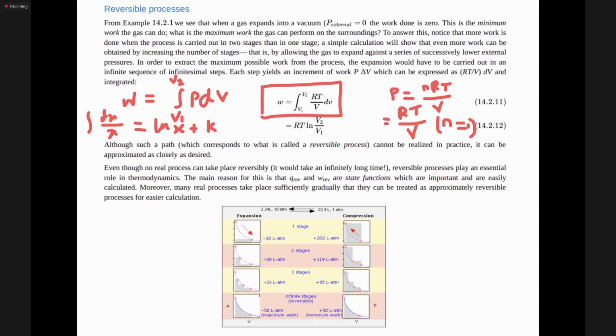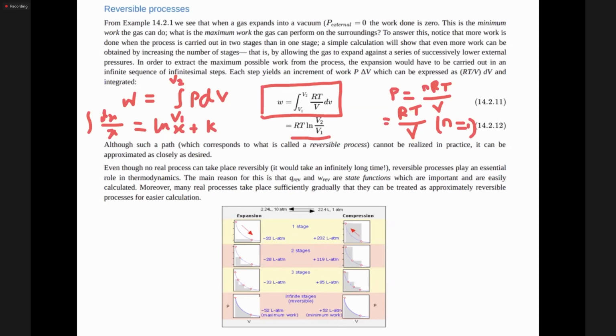Even though no real process can take place reversibly, because in reality a reversible process will take infinitely long for the performance of a truly reversible process, reversible processes play a very crucial role in thermodynamics. The main reason is that Q reversible and W reversible are important, and they can be calculated quite easily by this RT ln V2 by V1 equation.